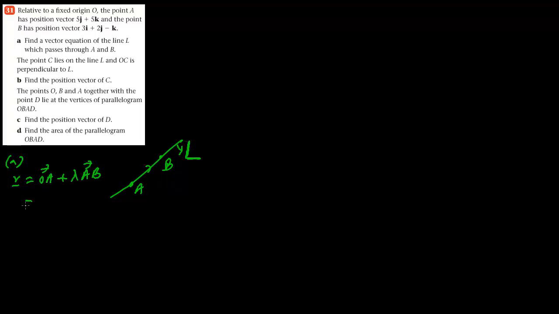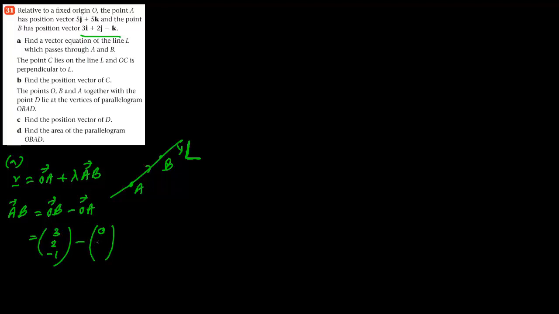That's what this denotes. A, we already know what A is. This is 5j plus 5k, and we have to find AB, the direction vector. So let's find AB first. AB equals OB minus OA. OB is 3i plus 2j minus k, so 3, 2, minus 1. Minus OA: there is no i, so i is going to be 0, 5j is 5, 5k is 5.